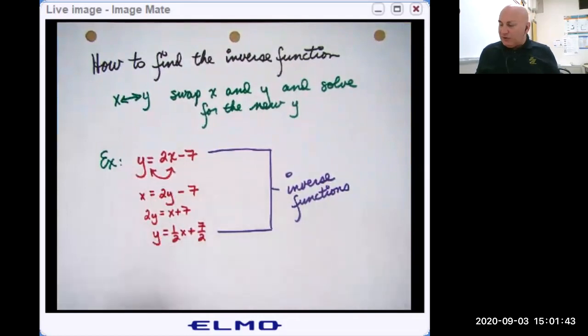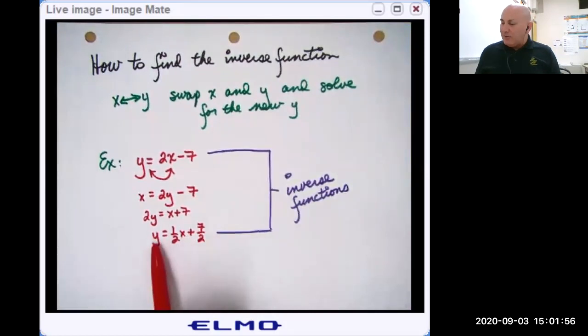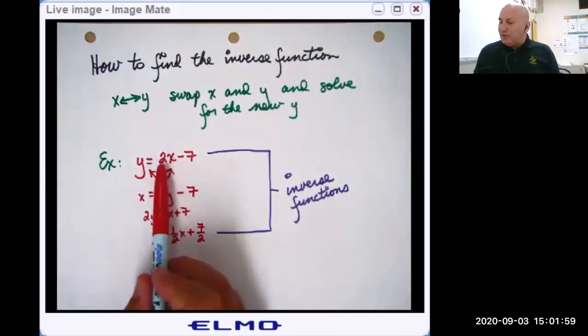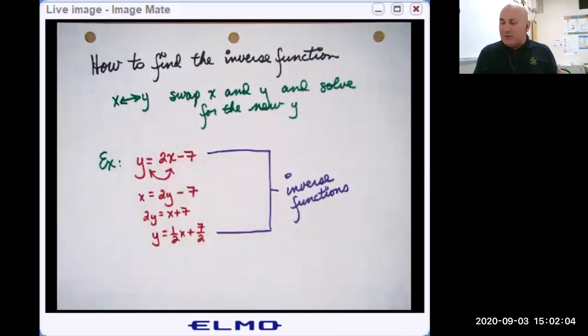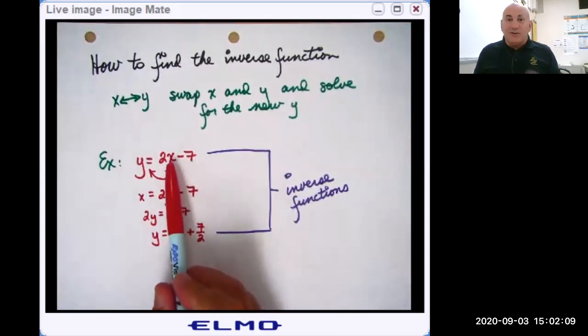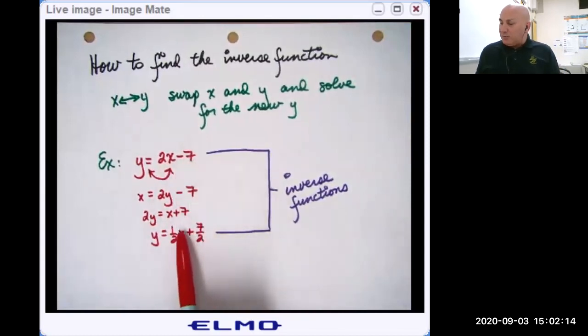And just to show you that this works, let's start with x equals 3. If x equals 3, 3 halves plus 7 halves is 10 halves, which is 5. Stick that 5 into here. 2 times 5 is 10, minus 7 is 3. So I got back to the 3 I started with. If we start with 5, 10 minus 7 is 3. And then 3 halves plus 7 halves is 10 halves, which is 5. So we're back to where we started.